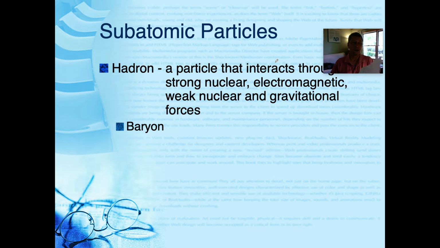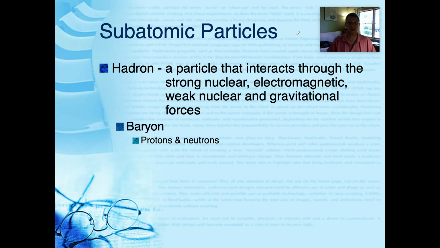All right, now let's go back to the first picture there, and talk about the hadrons. Now, a hadron is defined as a particle that interacts through the strong nuclear, electromagnetic, weak nuclear, and gravitational forces, okay? And so all four of the forces are listed here, right? So these hadrons are particles that we are actually quite familiar with. The first type is what we call a baryon. And there are two kinds of baryons. They are protons and neutrons.